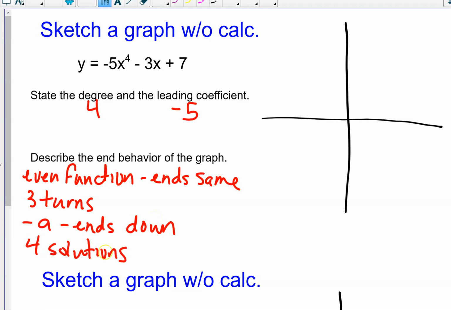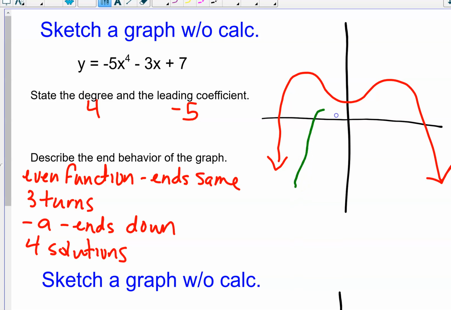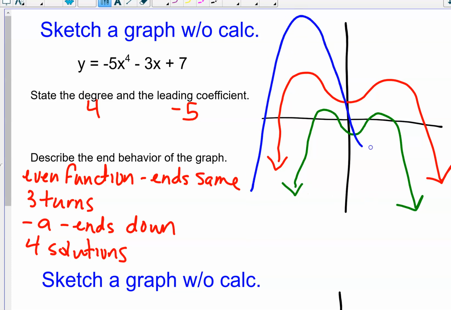That could look like a lot of different things, but if I were just going to sketch this graph, I could sketch it like this. I'm going to sketch out a couple. So it could look like this. It could look like, let's see, I have 3 turns, so it could look like this. Could look like this.